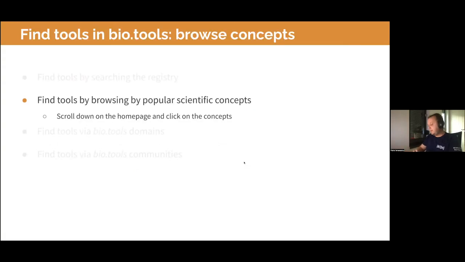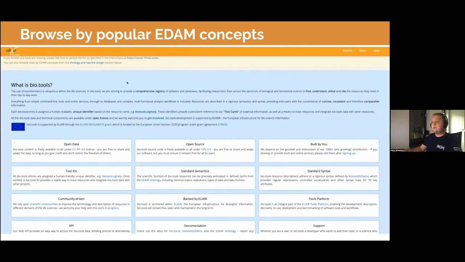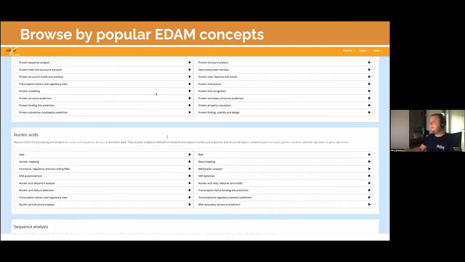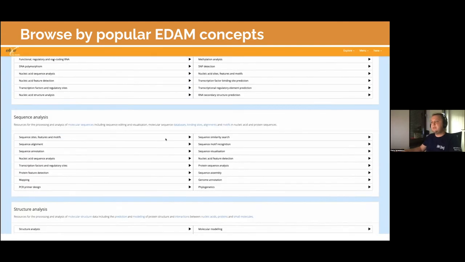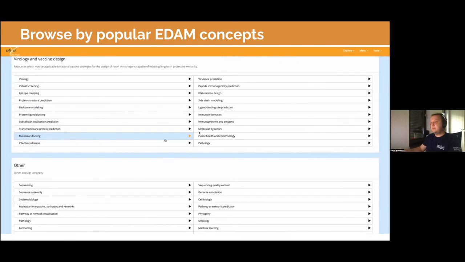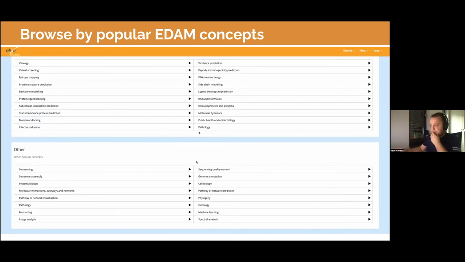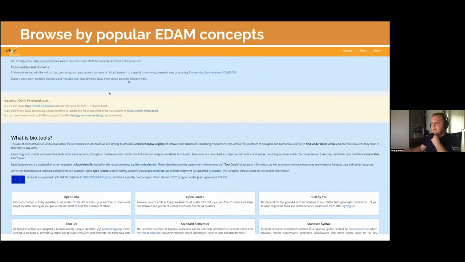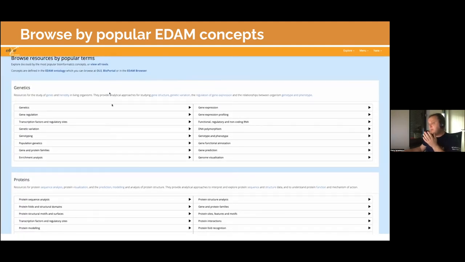Another way of finding things is by browsing the popular concepts. So we've selected a number of popular EDAM concepts that are present quite a lot in BioTools. We've grouped them up and we have them on our home page. So if you scroll down here, you can see there are these generic groups that show some examples. All of these are EDAM topics or annotations related to specific areas of bioinformatics, such as structure analysis, omics. And you can click on any of these to actually get to a list of tools that are annotated with these. So here I'm just clicking on machine learning and getting a number of tools. So these are just the popular ones. Of course, they're not all of them.